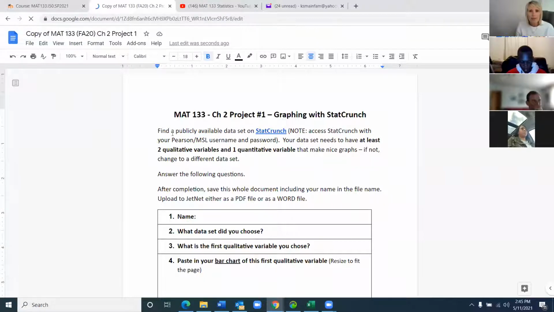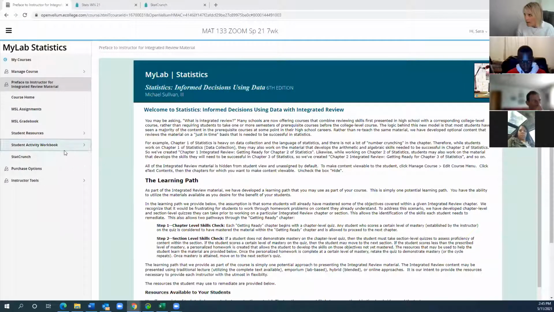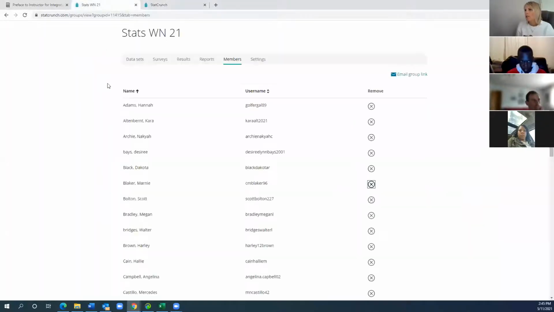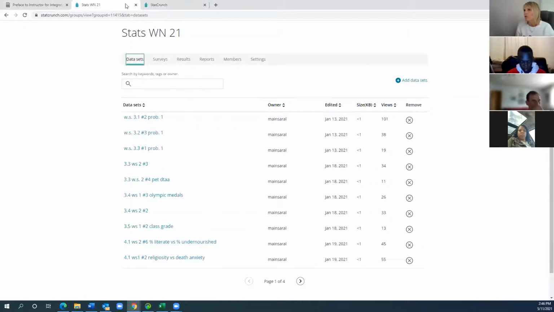So it says find a publicly available data set on Statcrunch. Okay, so I'm going to go back and share my Statcrunch screen. Here, can everybody see? I am in my stat lab and I'm going back to Statcrunch. And it's actually not on this data set, shoot.